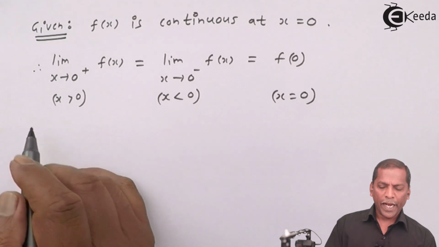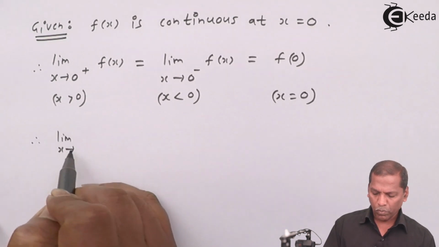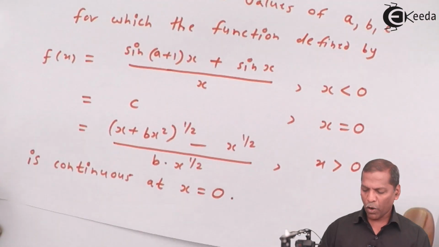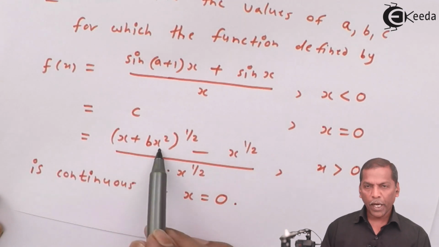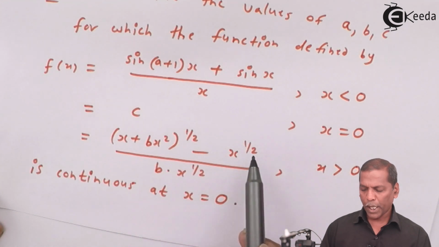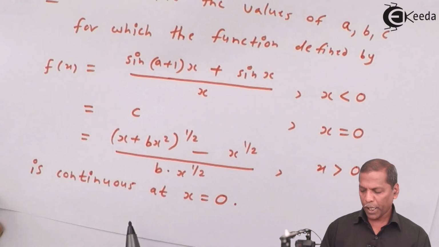So therefore, the next step will be limit x tends to 0. Now, for x greater than 0, we have f of x is equal to (x plus bx square) whole bracket raised 1 by 2 minus x raised 1 by 2, whole thing divided by b into x raised 1 by 2.